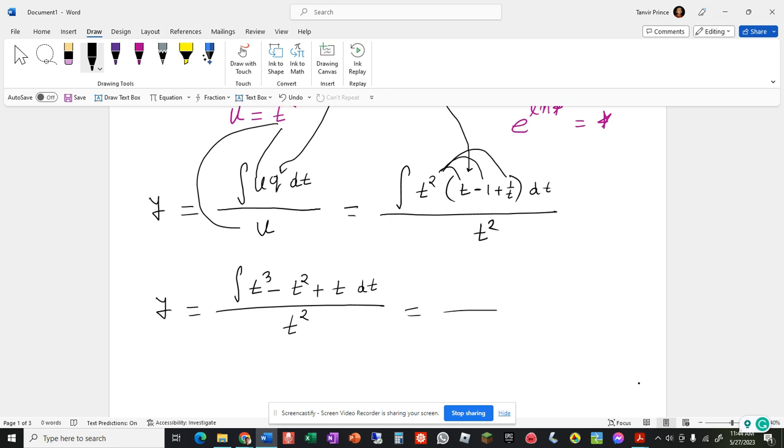Let's evaluate the integral on the top. So the integral of t cube is 1 over 4 t to the power 4, minus the integral of t square, which is 1 over 3 t to the power 3, plus the integral of t, which is 1 over 2 t square, plus c. At this point, you have to have that plus c, divided by t square.